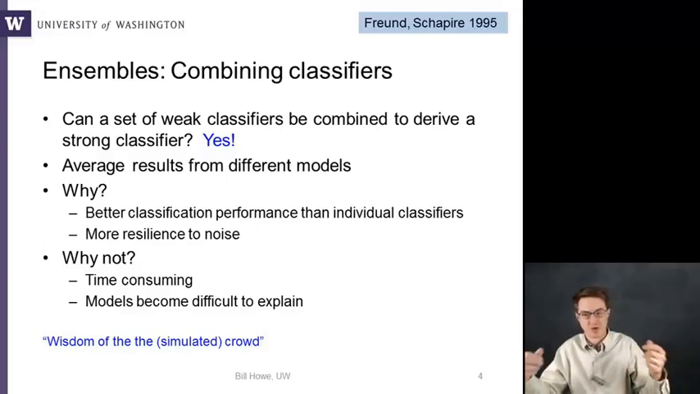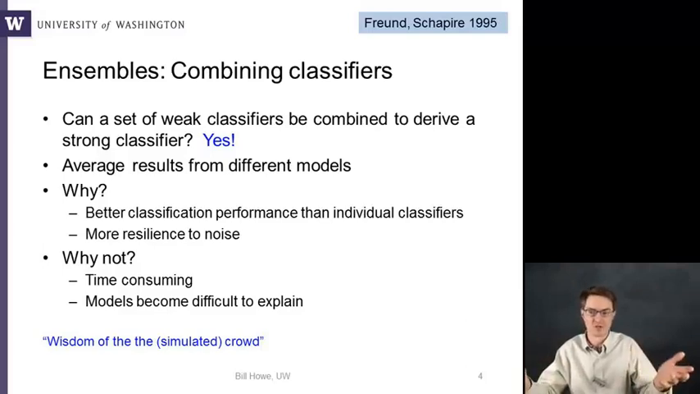Okay. And so you can average the results of different models, and you get a couple of benefits. One is the strength will go up, the classification performance will be better, and you can drive it up by design. But more importantly, perhaps, is more resilience to noise, and so you reduce the chance of overfitting by having a bunch of different classifiers all work in tandem.